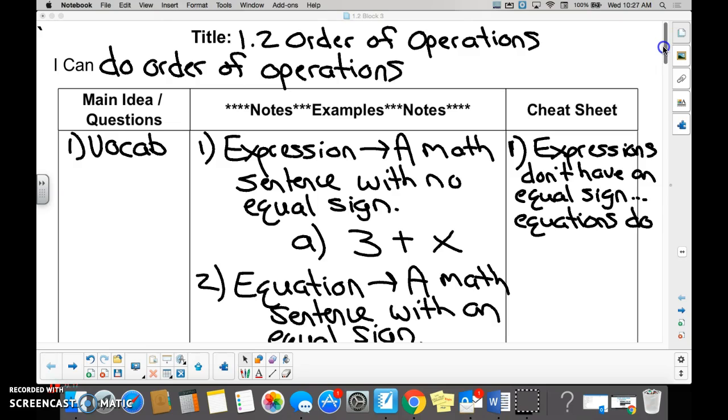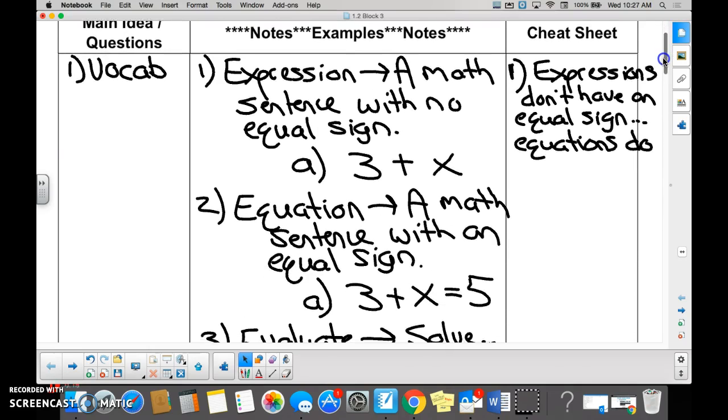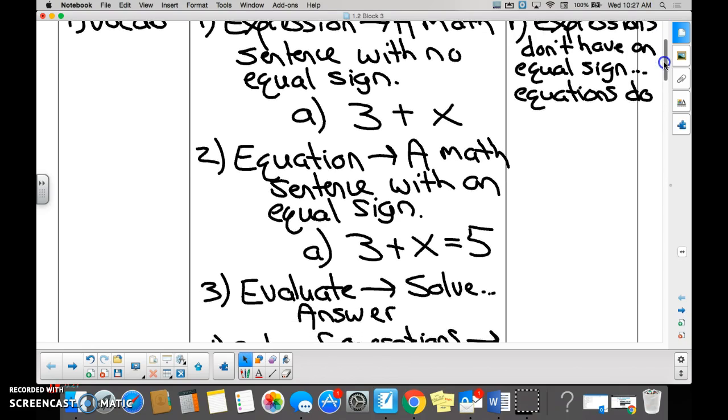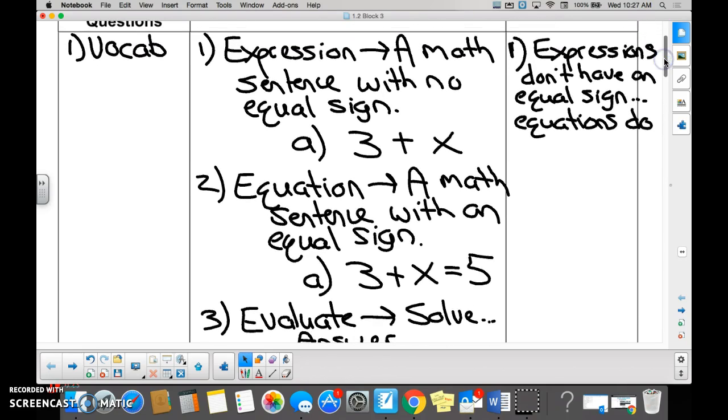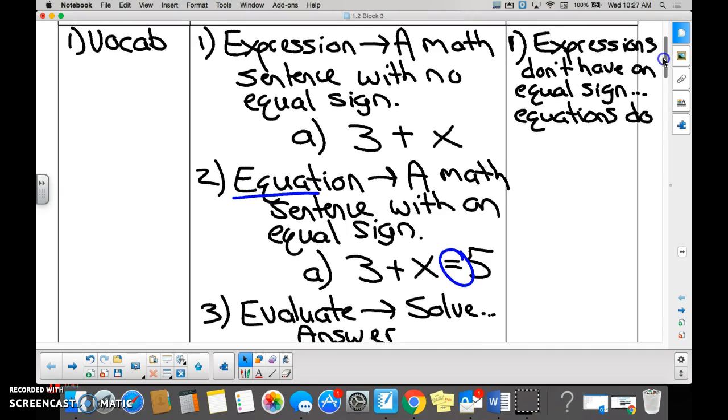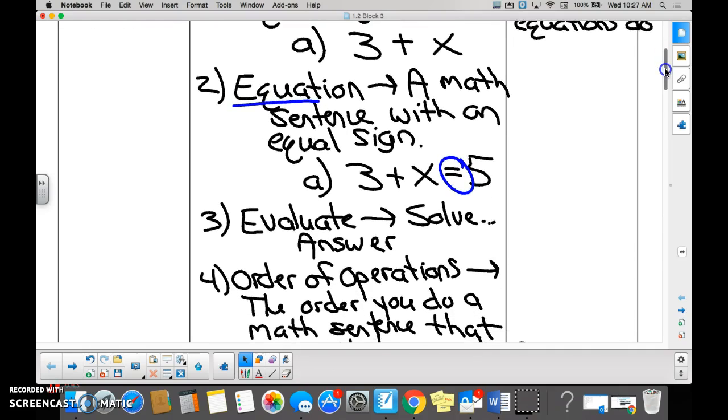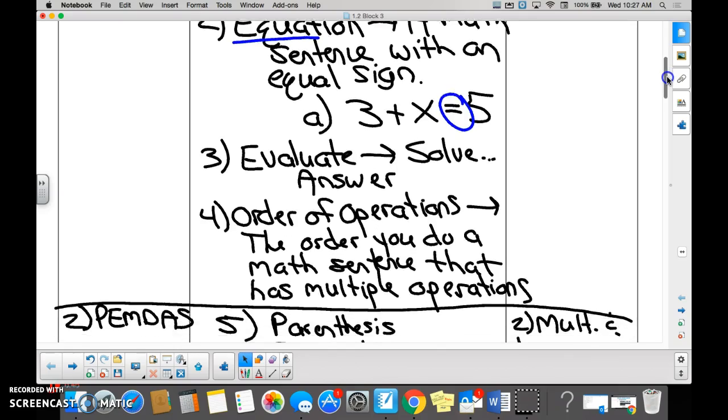All right, so our vocab. A couple of things to note. Expression and equation, there's a difference. What is the difference between an expression and an equation? Toby? The equation has an equal sign and the expression doesn't. So equation, equate, equal sign. Expression, no equal sign. Okay, so think about the root word. Equation, the root is equal. Equations have equal signs. Evaluate just means what, everybody? Solve.